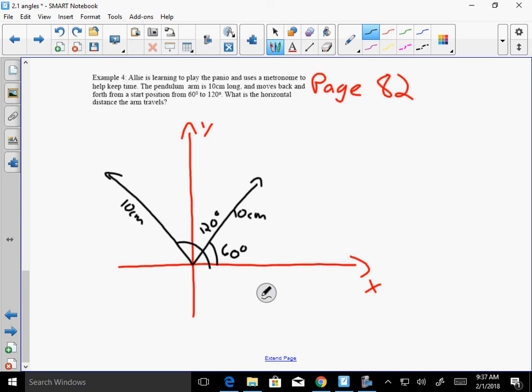Now what we want to do is find the horizontal distance the arm travels. So the horizontal distance is from side to side. So how far did it travel this way? All right, let's break this down a little bit and see what we can solve. I don't know what this is right now. I've got to solve for this, so we're going to leave it there. I know that these two lengths are 10 centimeters. I know this total distance traveled is 120, and then this is 60. So from here to here, 60 degrees as well, right?